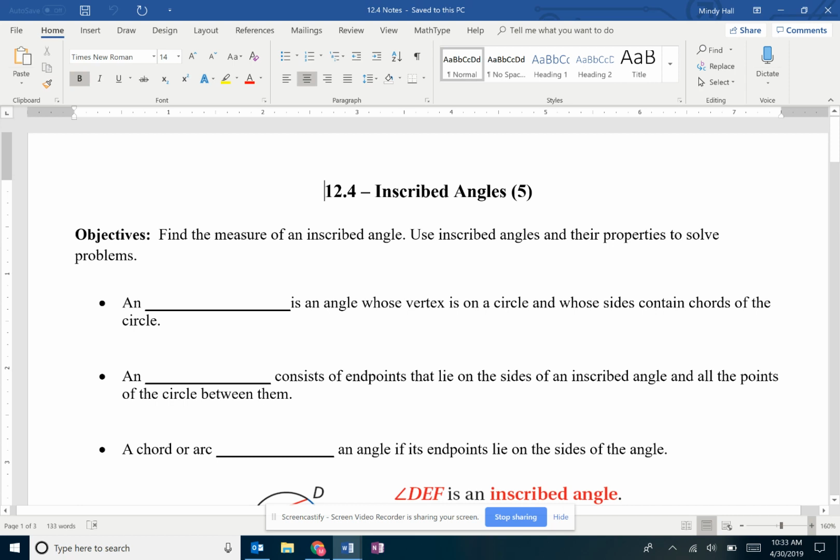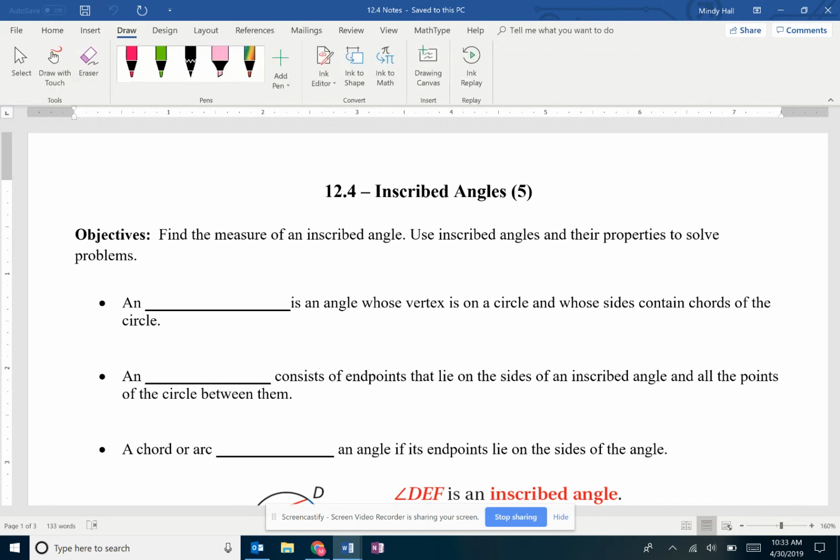All right, so we are going to talk about inscribed angles, and our goal is to be able to find the measure of an inscribed angle and use them to solve problems. So the first blank is an inscribed angle. It is an angle whose vertex is on a circle and whose sides contain chords of a circle.